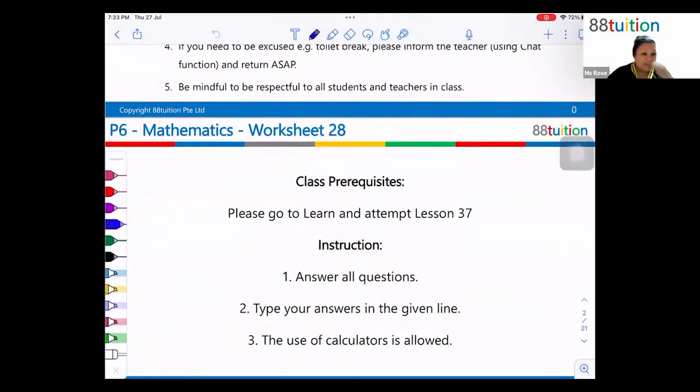Okay, because you want to see whatever you have learned and covered, you can actually put it into practice, right? So that's something that you want to do. Okay, so we are at lesson 37, which is a continuation from last week's post-PSLE.